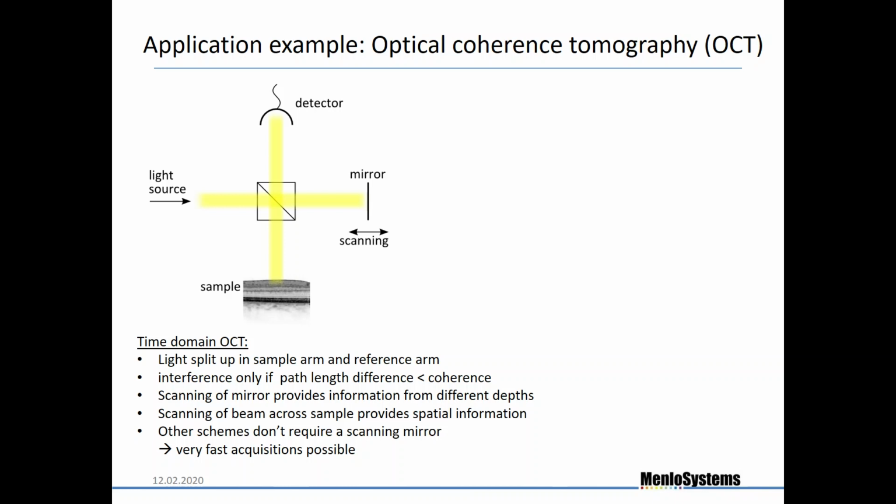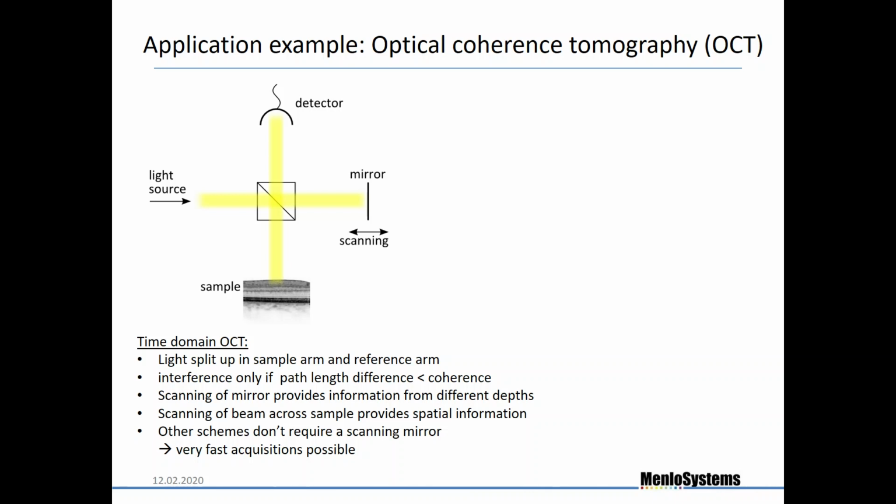So in this technique, we call it OCT, you split up the broadband light beam into two arms. One is the reference arm with a mirror, and the other one is the sample arm where you have a sample that you want to image, and you use this as a reflector. And then you recombine these two pulses and measure the output on a detector.